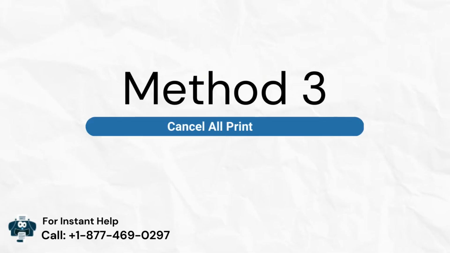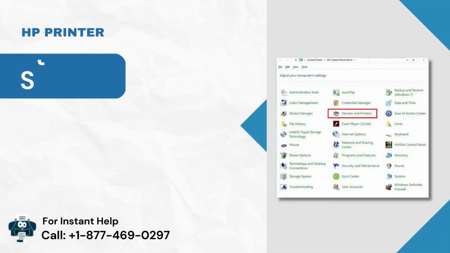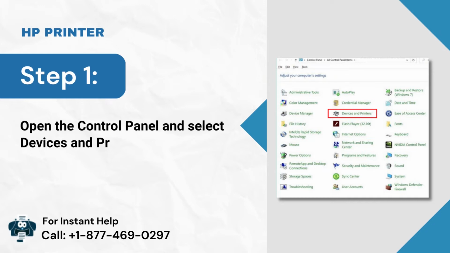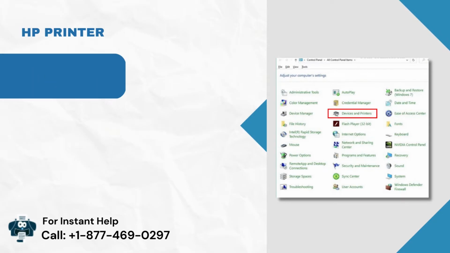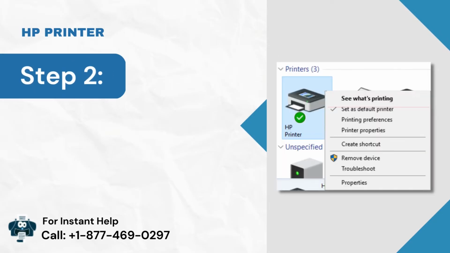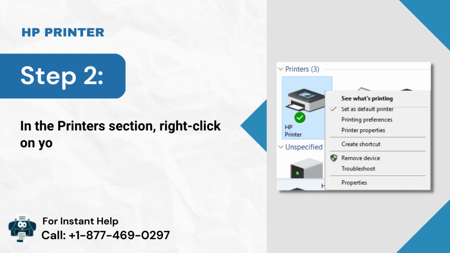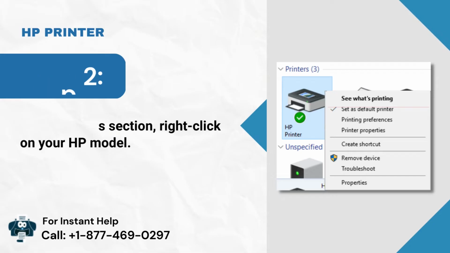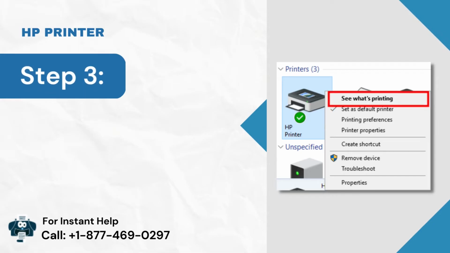Method 3. Cancel all print jobs. Step 1. Open the control panel and select devices and printers. Step 2. In the printers section, right-click on your HP model. Step 3. Then, you have to choose see what's printing.